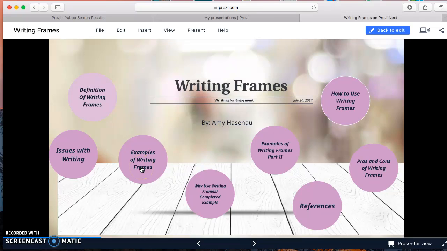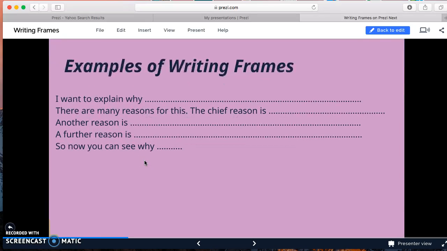I'm going to show you some examples of writing frames. I have several. So here's one example of a writing frame. "I want to explain why blank. There are many reasons for this. The chief reason is, another reason is, a further reason is. So now you can see why." This would be great for students doing an argumentative or persuasive assignment. You could even use this in science.